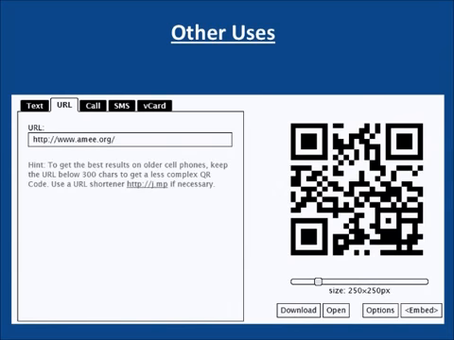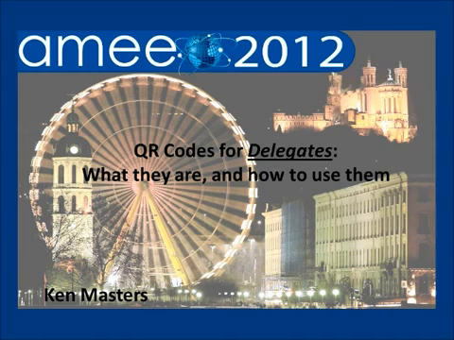QR codes can be used for a range of other functions, such as automatically accessing a website, placing a call, or sending an SMS. If you'd like more information on how QR codes are read, please see the second video in this series, QR codes for delegates, what they are and how to use them.